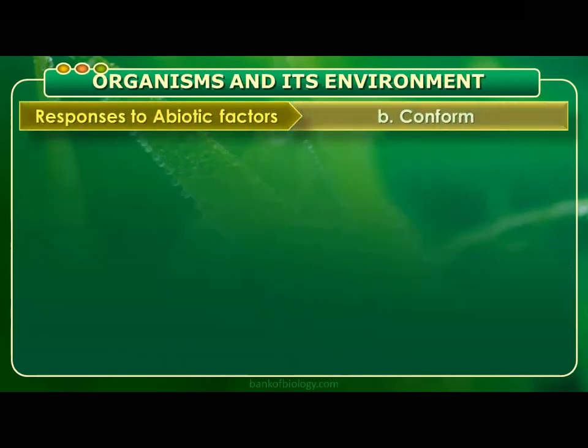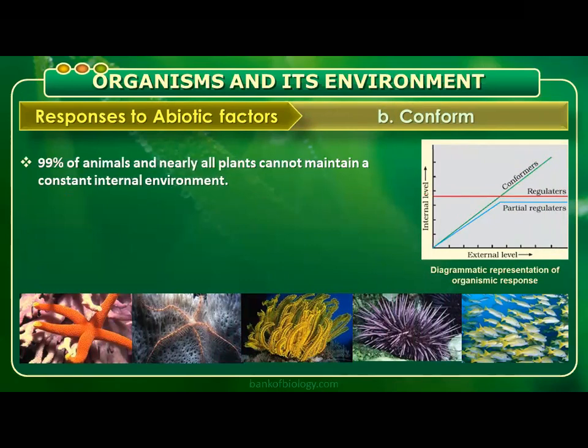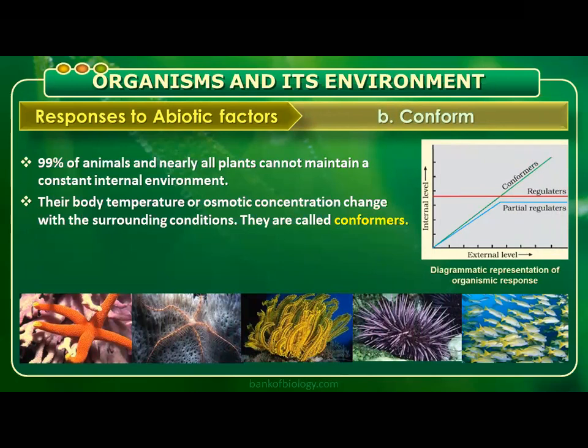So next, the conformers. When we talk about the conformers, you see the graph. Regulators always maintain their body temperature constant. Conformers' body temperature changes according to the atmospheric temperature. External and internal levels are taken on the x and y axes. 99% of animals and nearly all plants cannot maintain a constant internal environment. Their body temperature or osmotic concentration changes with the surrounding conditions. We call them conformers.